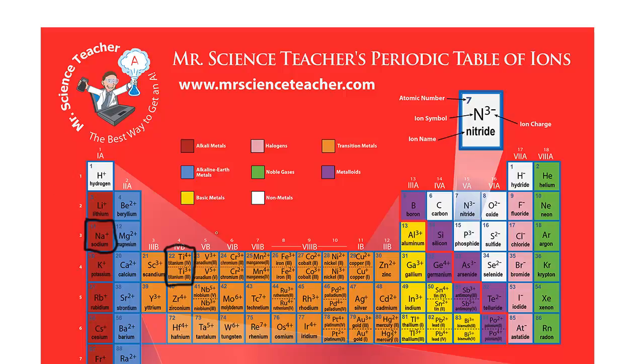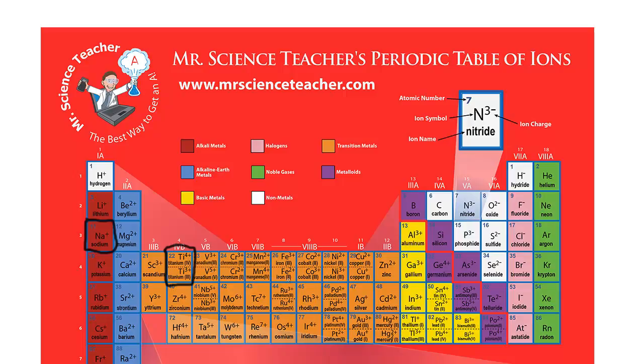Now, I will caution you, just because there's only 2 in the box that you see on your periodic table of ions, that doesn't mean that there couldn't be others. There's only space here to write 2. I mean, I could have titanium 5. If I had titanium 5, it would have a +5 charge. So there are others. So don't limit yourself to what you see in the periodic table of ions.